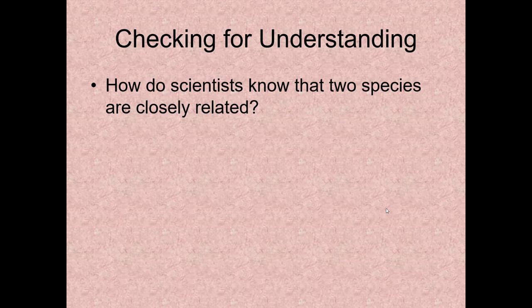All right, so let's check for understanding. How do scientists know that two species are closely related? Well, we have structural evidence, we have molecular evidence, we have embryology, we have fossils.